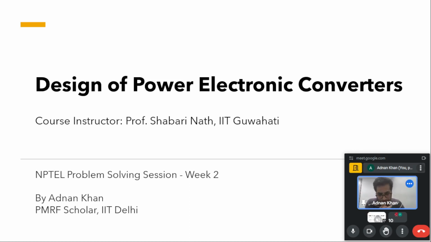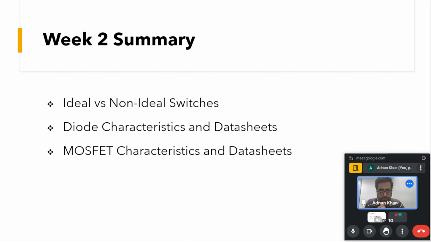So this week as well, some aspects had been discussed which will help you choose different components for the converter topology. If you have certain voltage or current ratings, how to choose the components for those.